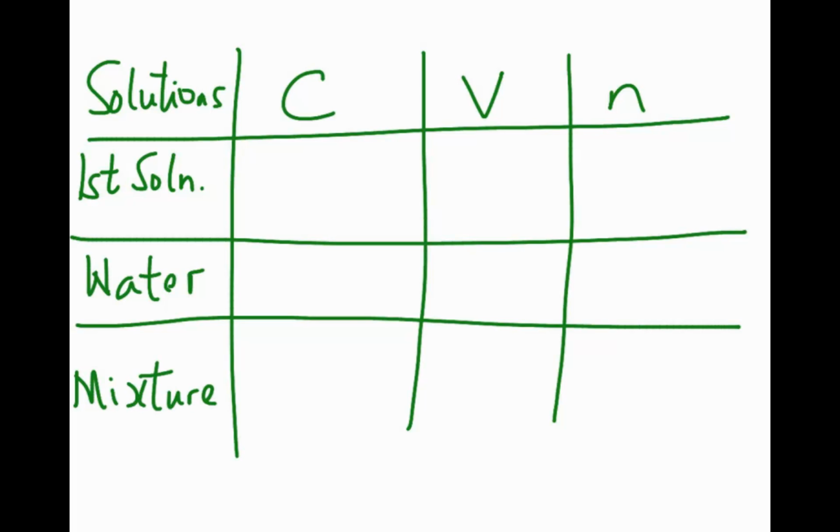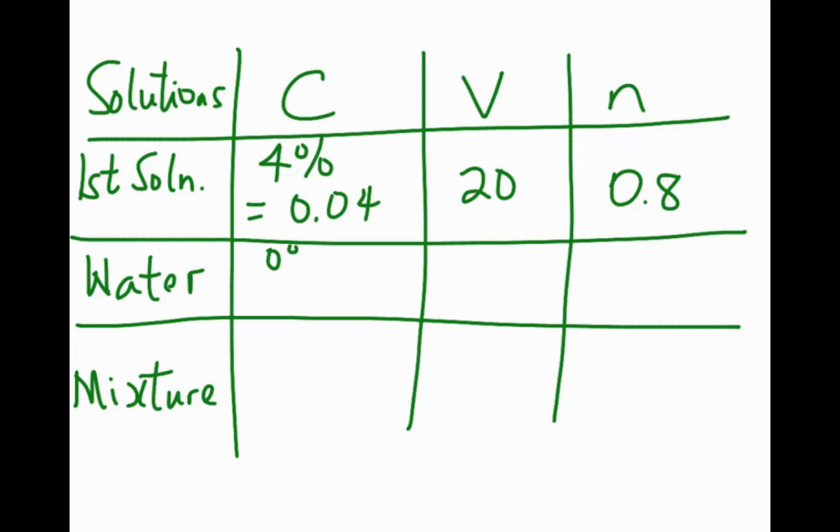So the concentration of the first solution, 4%, which is what, 0.04. And we have 20 milliliters of those. When you multiply it, it gives you 0.8. Then water is 0% concentration. That gives us 0. And then we have the volume of water, which we don't know.